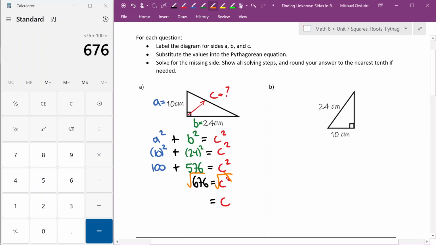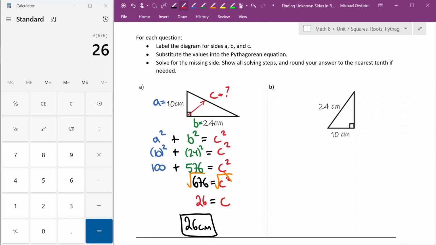I get that c will be the square root of 676. So on your calculator, you can apply your square root to your 676, and you end up with your 26 as your value of c. We want to make sure that we state our answer, including correct units. So our unknown side is 26 centimeters in this particular question.